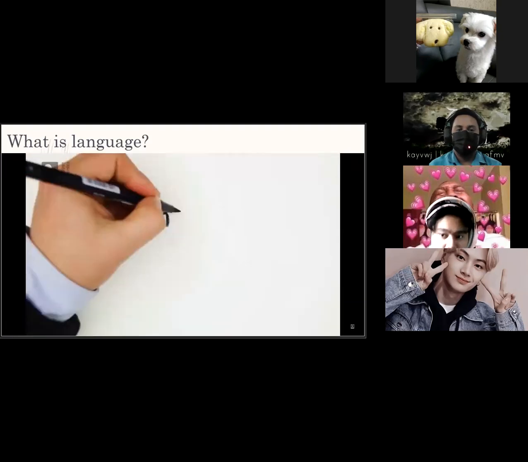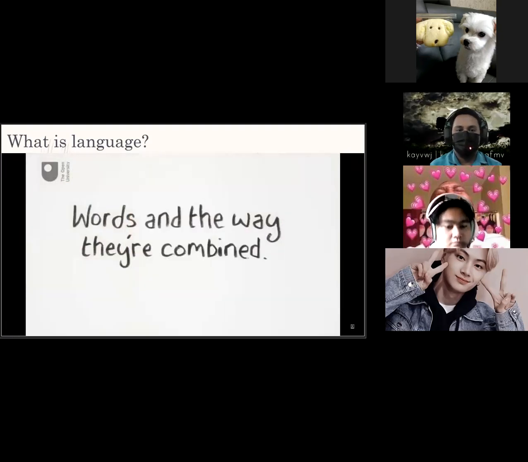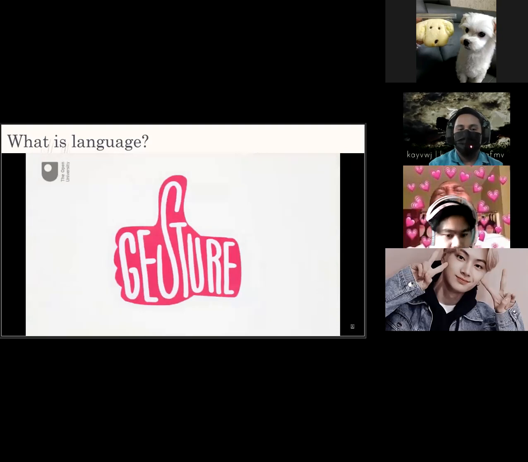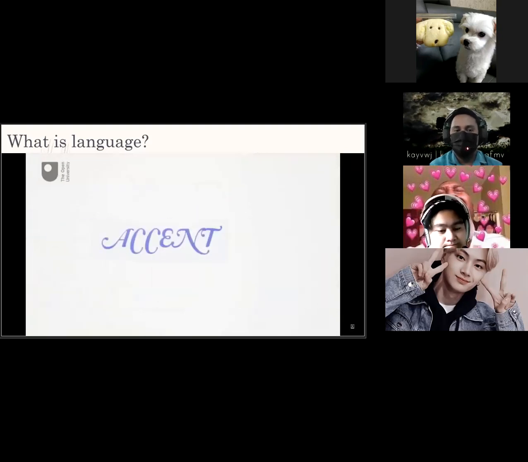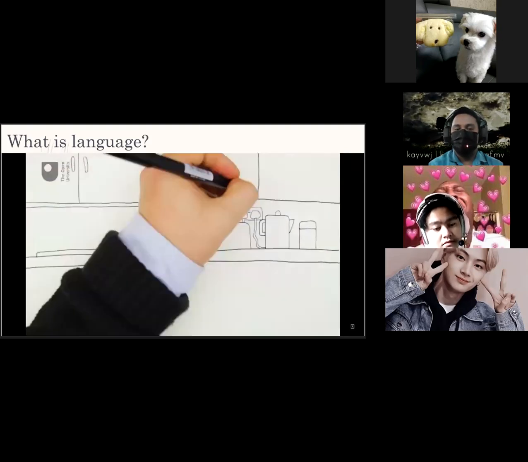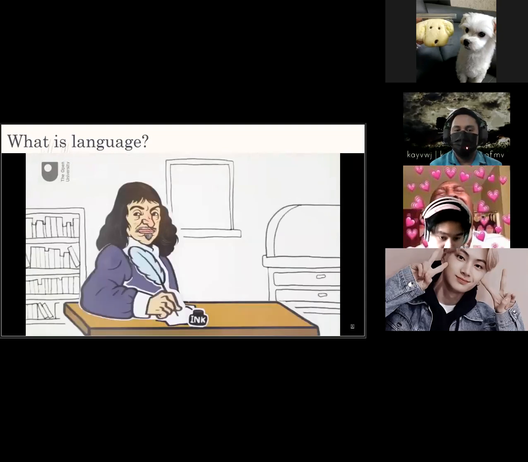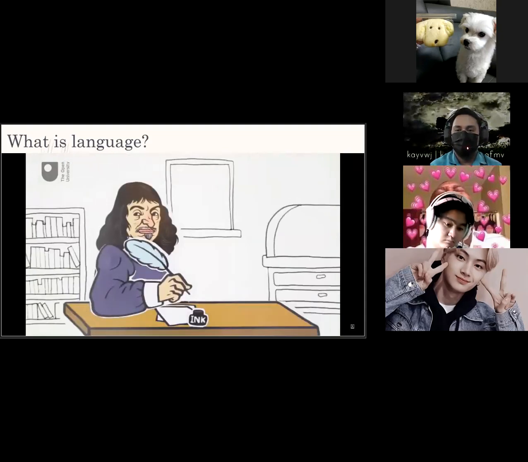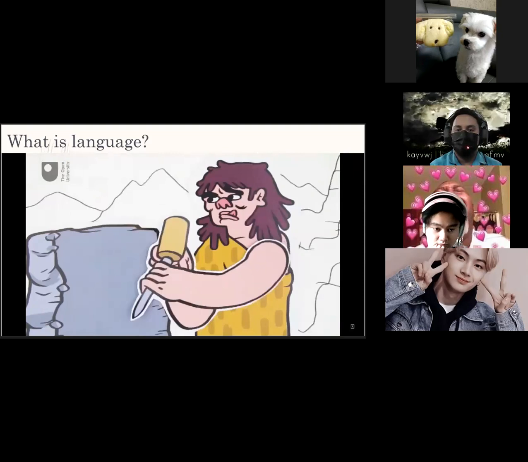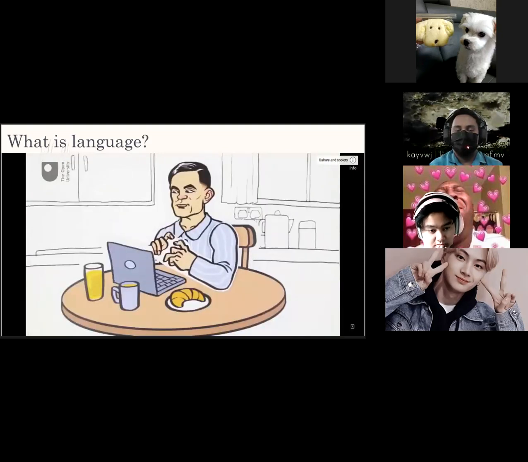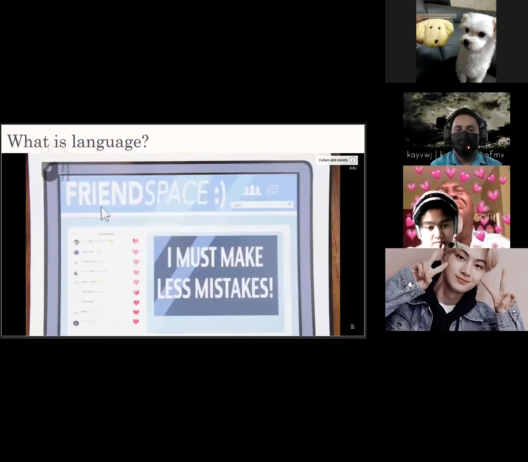And although we might think of language as mostly consisting of words and the way they're combined, other things like gestures, tone of voice, and accent are all part of the way we communicate. Then there's the technology we use to communicate. These days, this often means computers and smartphones, but writing itself is a technology. So is paper, ink, and all sorts of other things. Every new technology that comes along alters the way we communicate.